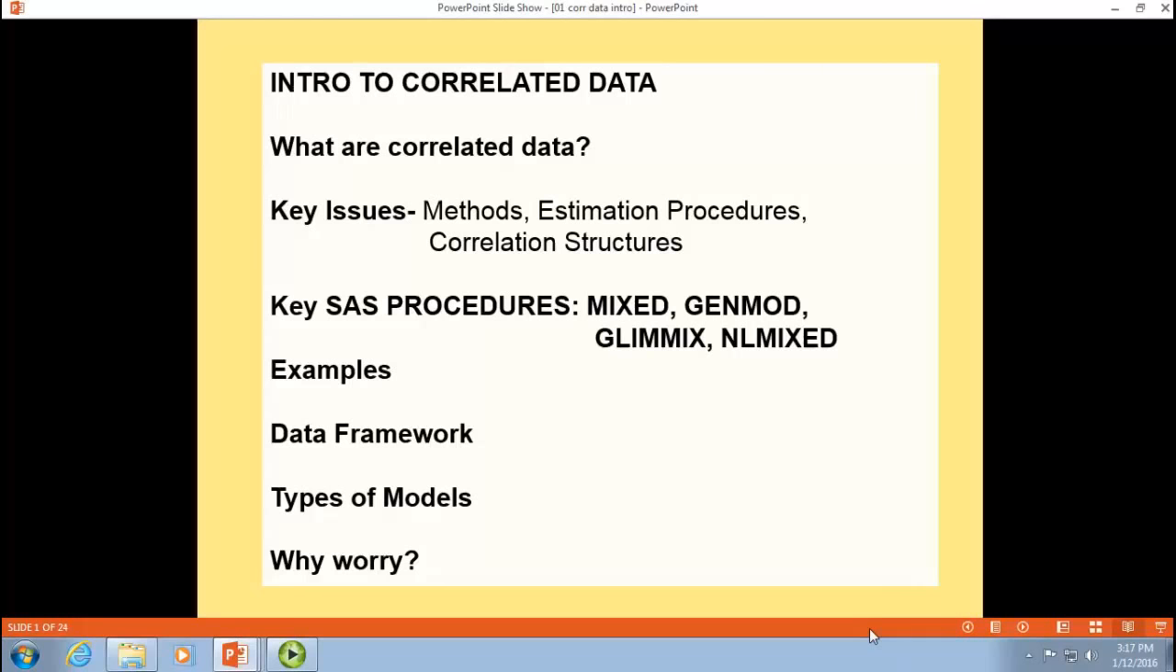So, what are correlated data? What are some of the key issues? Say something a little bit more about the procedures, some examples, the data framework, and the types of models, and this whole business of why worry? Why do we want to have this course? Why are we having this course? Why is it there? What could go wrong?